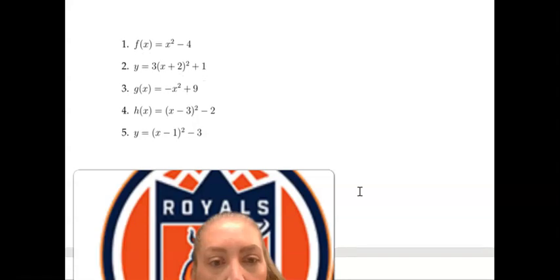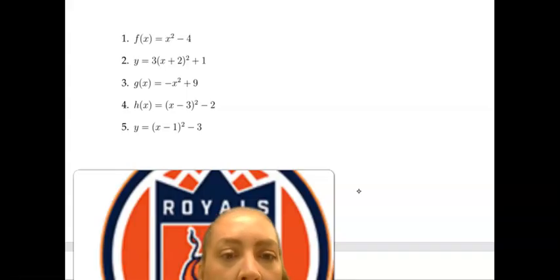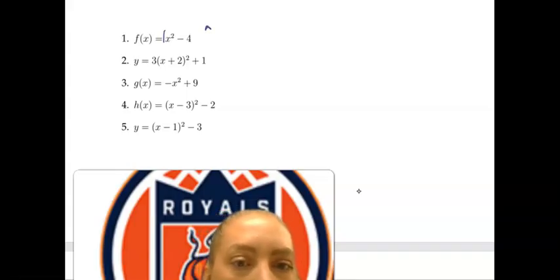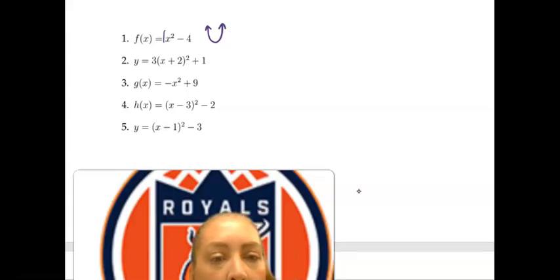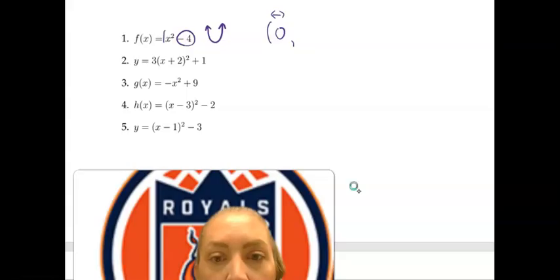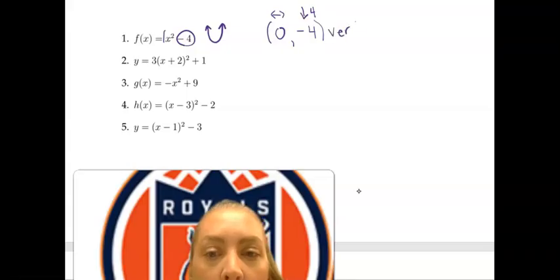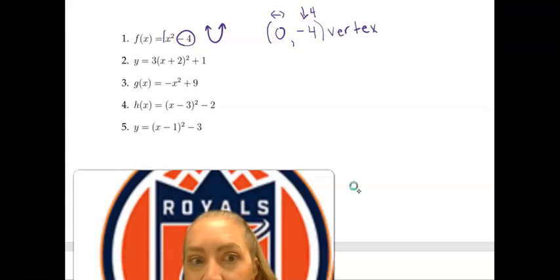All right, let's try a couple more and just describe how the vertex moves. So on number 1, A is 1, and so we know the graph, if we're graphing this, would open up. Once again, I don't have a parenthesis, so that means there's no number for the left and right, so 0. And then the number at the end, because it's not in a parenthesis, that's the y value, so we keep it the same. And so we want to go down 4. So we would do none left and right, and down 4, and this would be our vertex, 0, -4. Okay, they kind of go hand in hand.